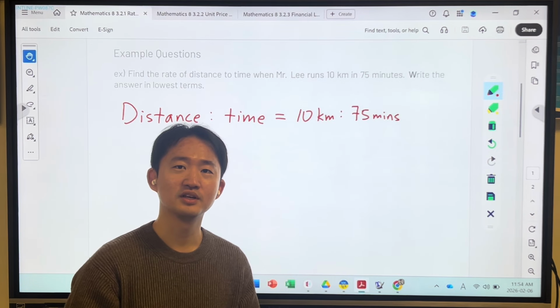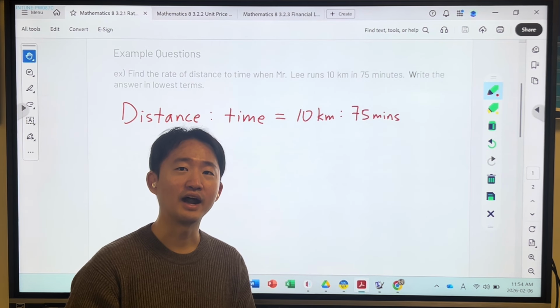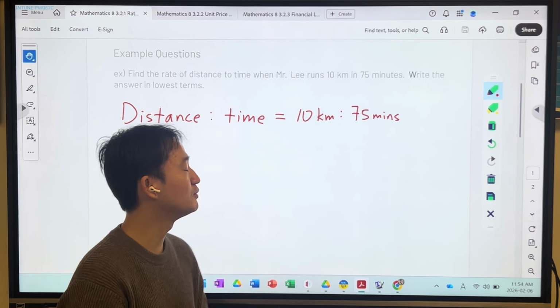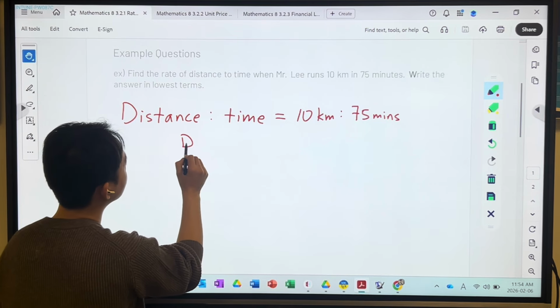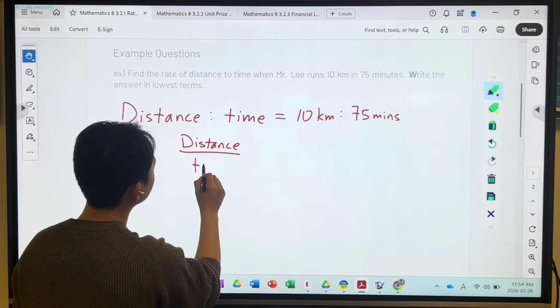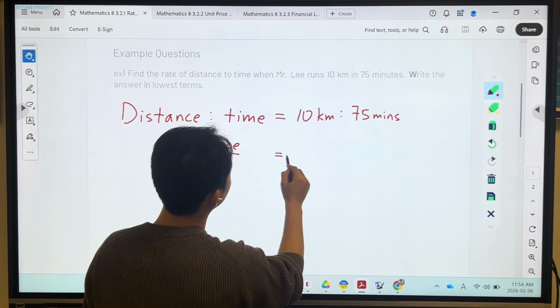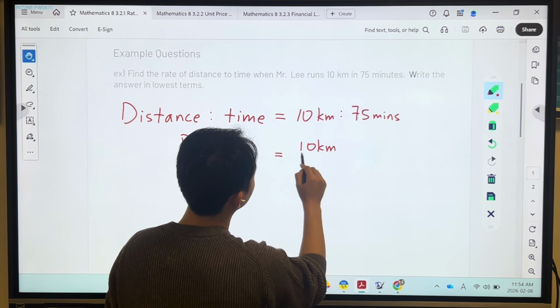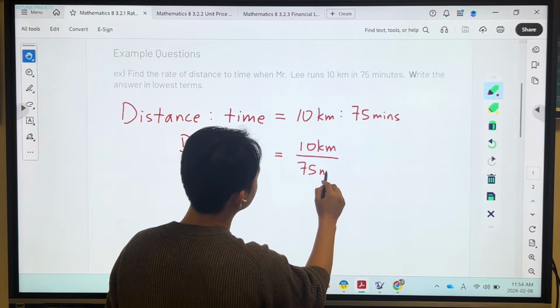Specifically for this purpose, we're going to choose to go with the fraction form instead of the ratio form. So let's switch it up. The distance over time is equal to 10 kilometers over 75 minutes.